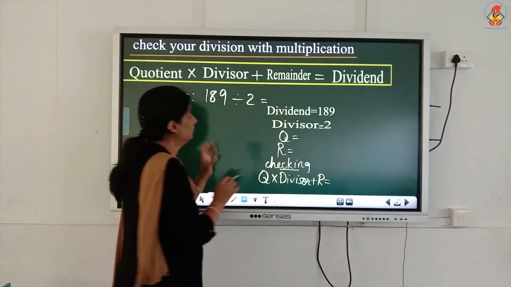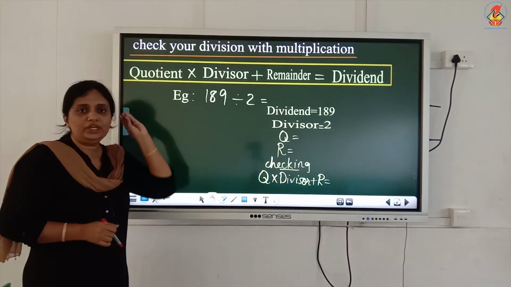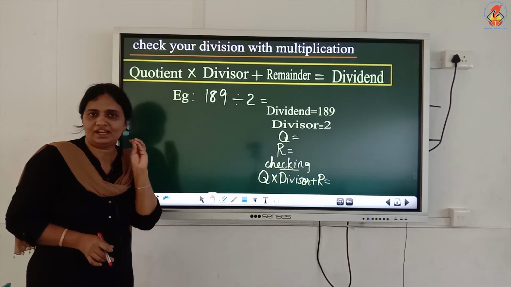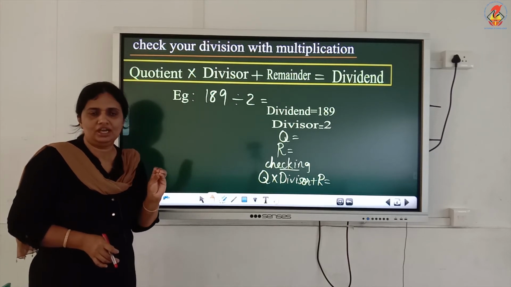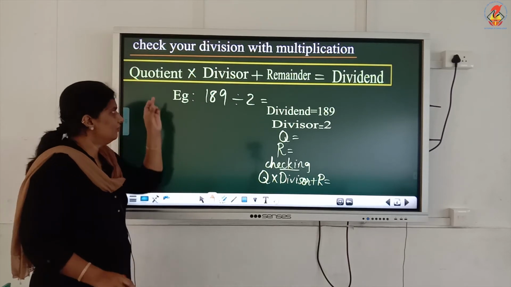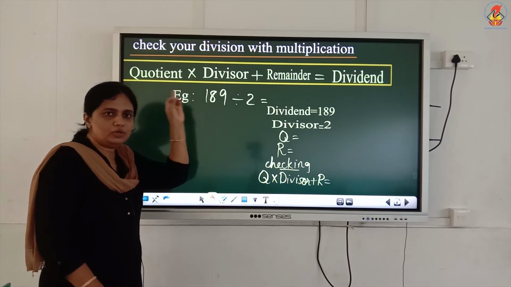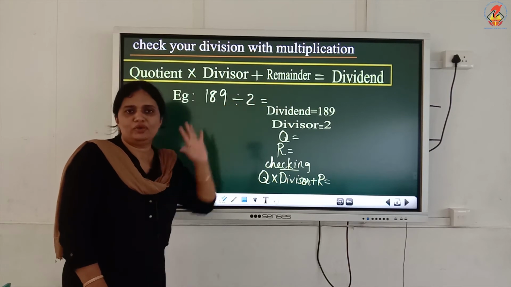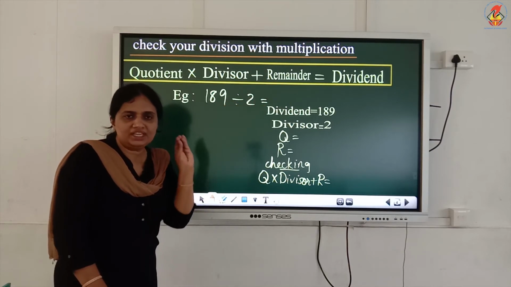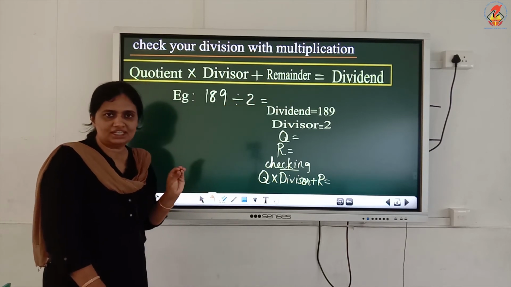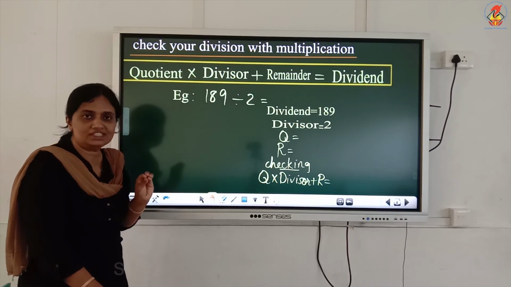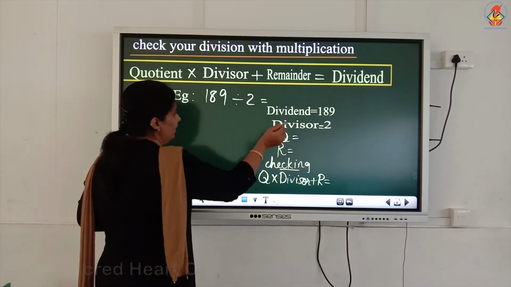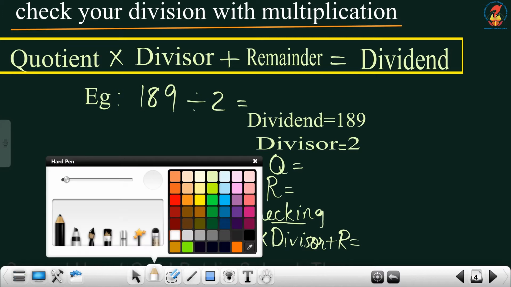The next one. You need to check whether your answer is correct or wrong in the division, right? How can you check your answer? One formula is there. Quotient into divisor plus remainder, you will get what? Dividend. If you are getting it like that, your answer is correct. Otherwise, your answer is wrong.